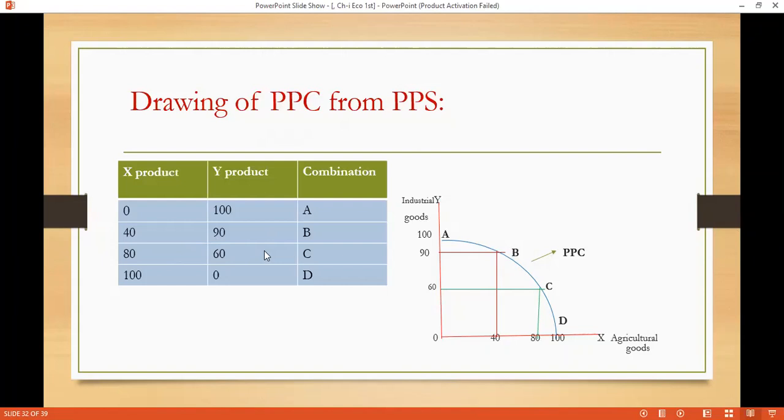So in this way, when we place the different combinations, by joining the points A, B, C, D, we get a concave shaped curve. This is the PPC, or production possibility curve. So in this way, we can draw the production possibility curve from the production possibility schedule.